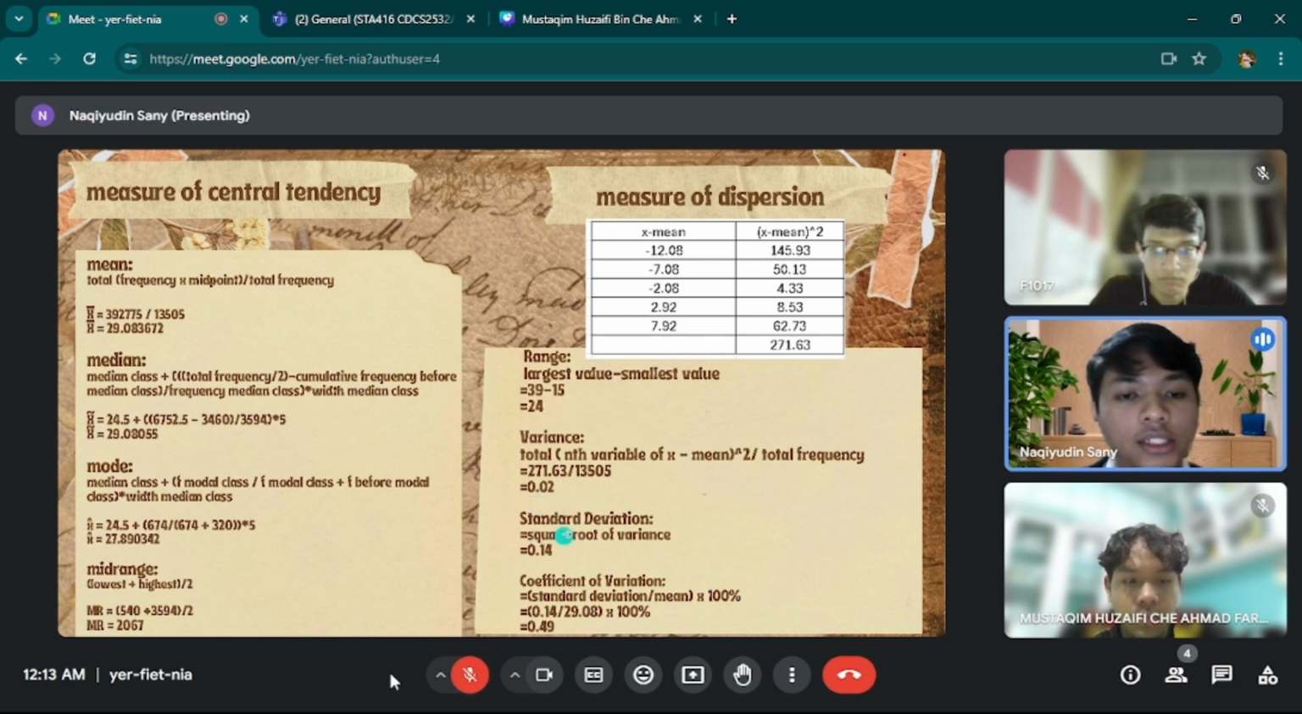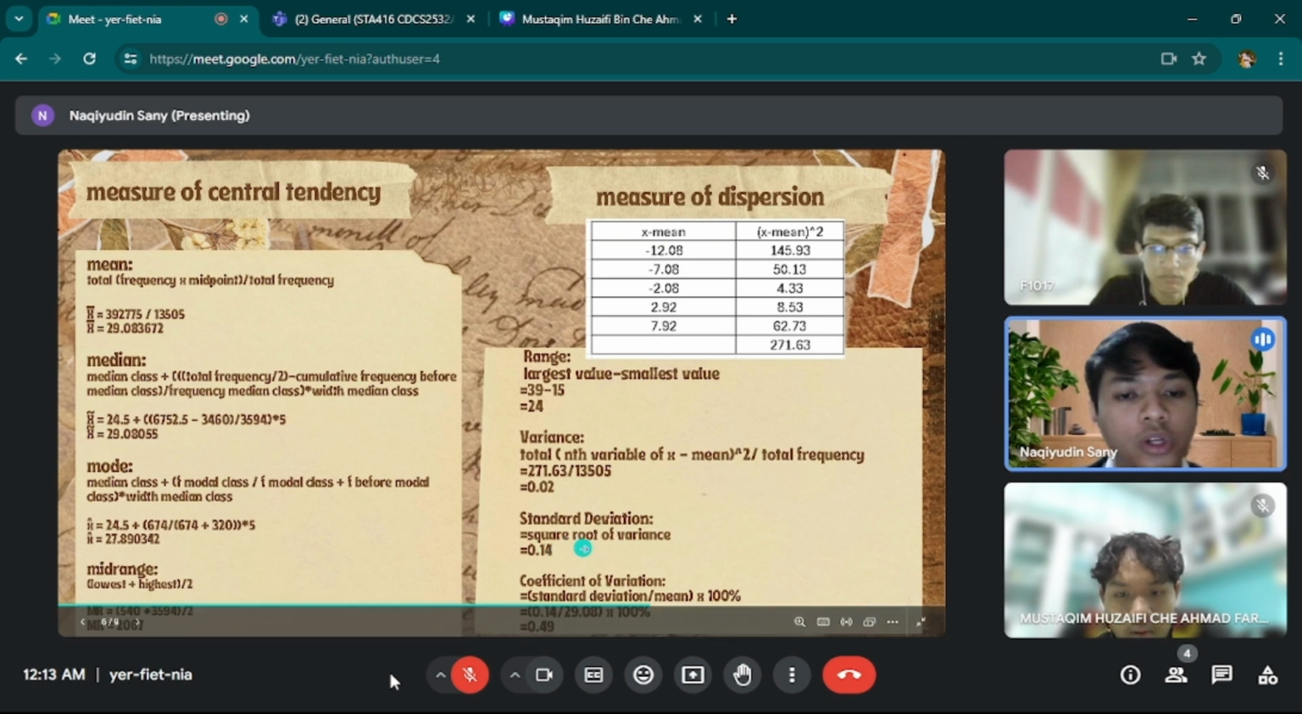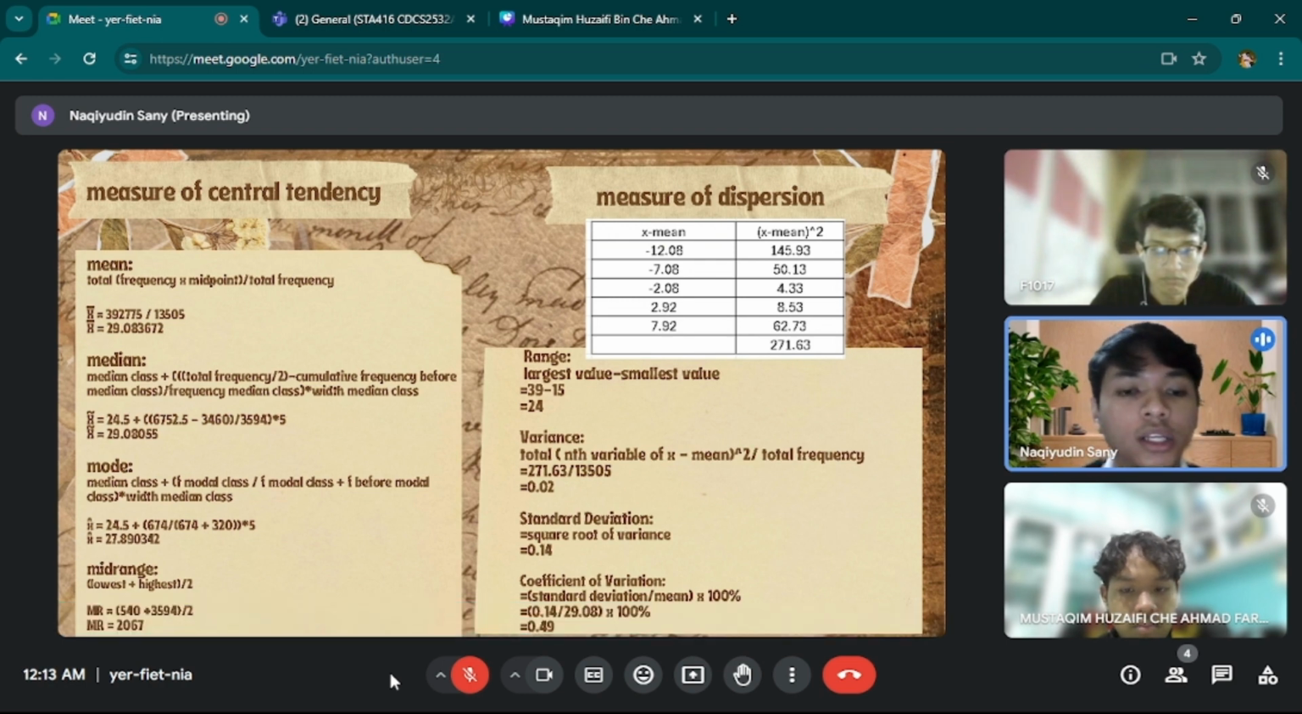Then we calculate the standard deviation, which determines the accuracy of the result. The formula is the square root of the variance, and we get 0.14. Then we calculate the coefficient of variation, where the formula is standard deviation divided by mean, times 100, which is 0.49.